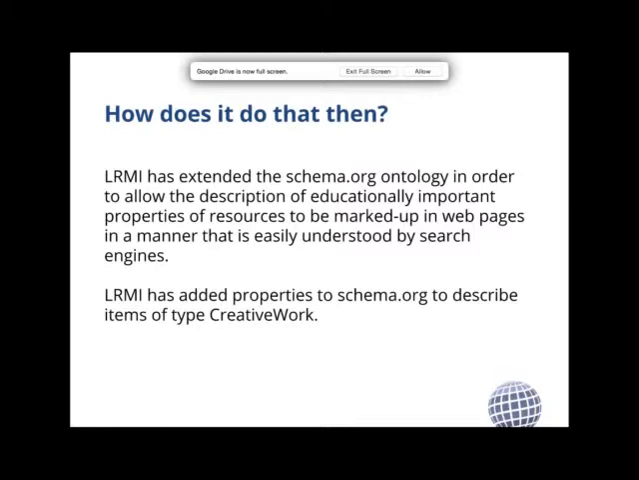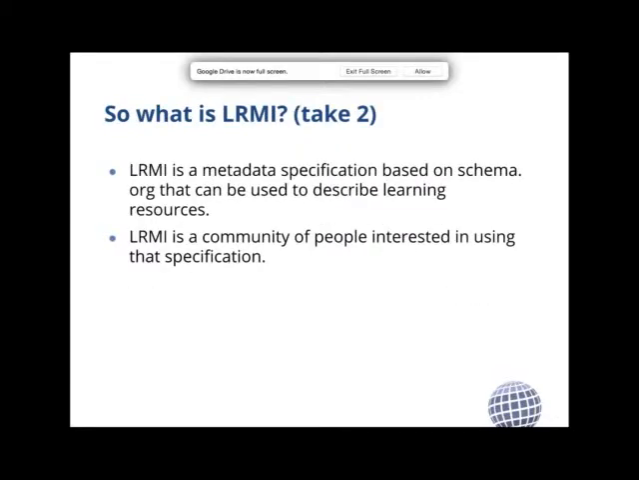But what does LRMI actually do? Well, the aim of LRMI is to make it easier for teachers and learners to find educational materials through major search engines and specialized resource discovery services. So it's not about replicating or replacing existing learning resource metadata specifications. It's doing a slightly different job. And how does LRMI do that? Well, it does that by extending the schema.org ontology in order to allow the description of educationally important properties of resources to be marked up on the web in a manner that can be easily understood by search engines. And the way it does that is by adding education properties to the item type creative work within schema.org.